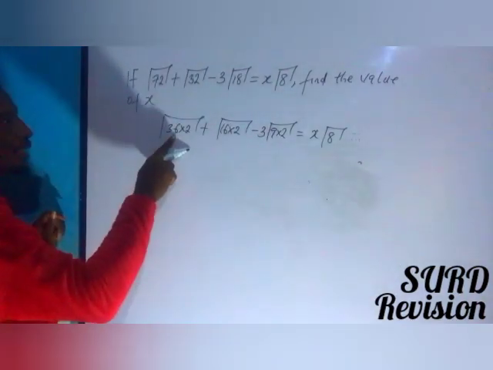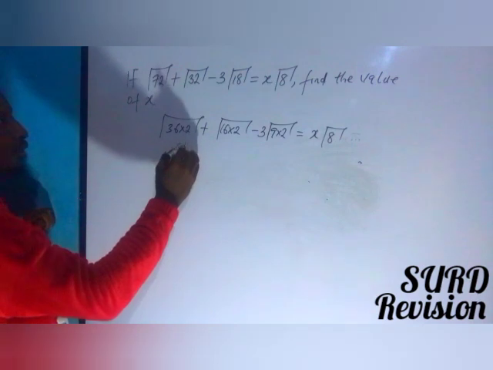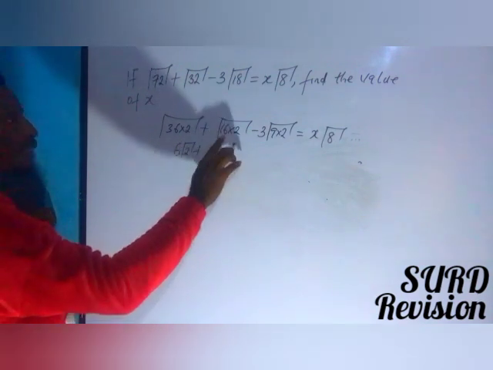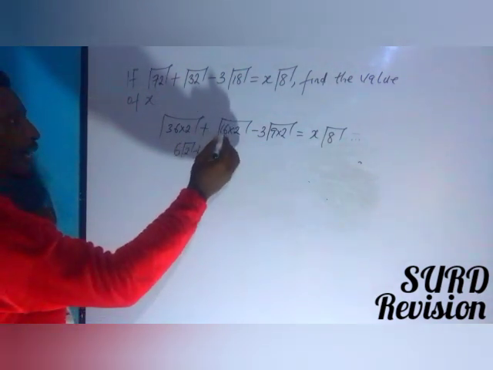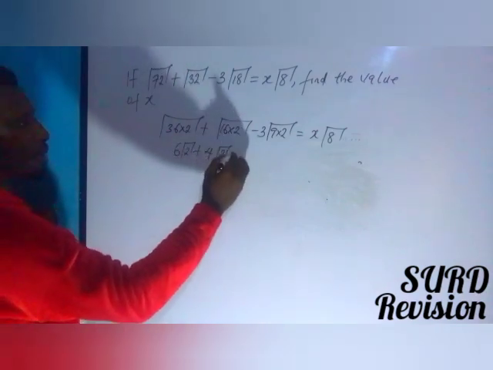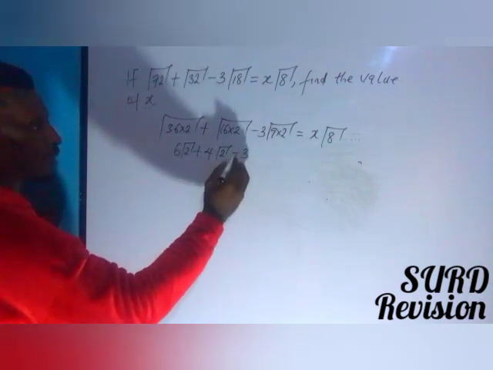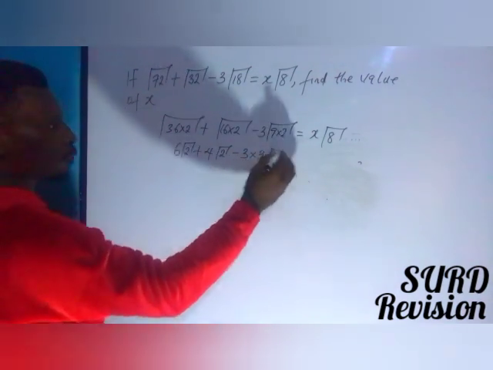The square root of 36 is 6. The 6 will be added from the surd. That is 6 surd 2 plus 16. The square root of 16 is 4, and the 4 will be added from the surd. We have plus 4 surd 2 minus 3. The square root of 9 is 3. The 3 will be added from the surd, which is minus 3 times 3, leaving us with surd 2.